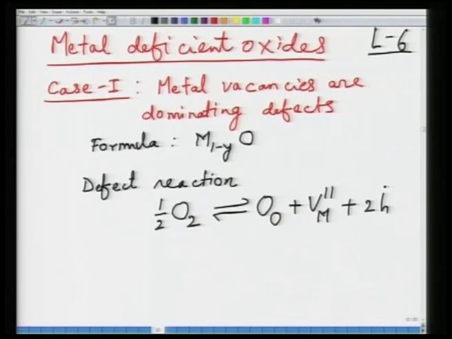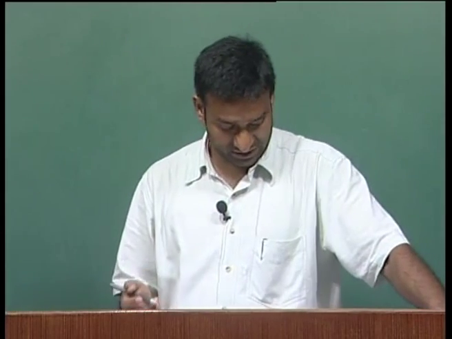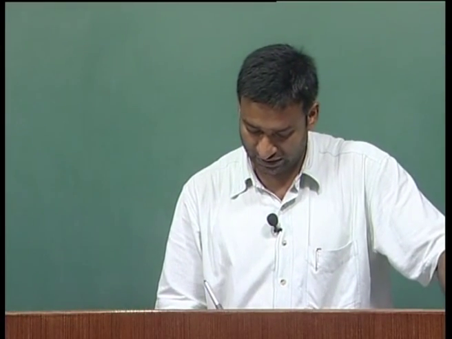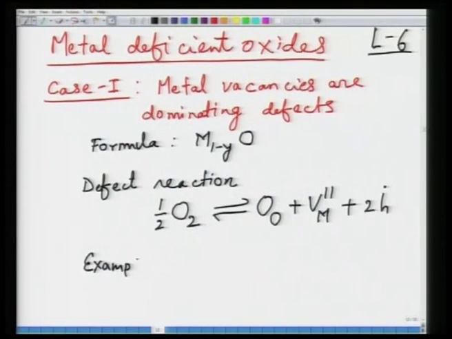So, basically you have creation of holes, and as a result, just like in the previous case, this forms a p-type conductor. Examples of materials which show this characteristic would be materials like NiO, FeO, CoO, etc. Most of these transition metal oxides show this characteristic. Now, this is electronic compensation, right?